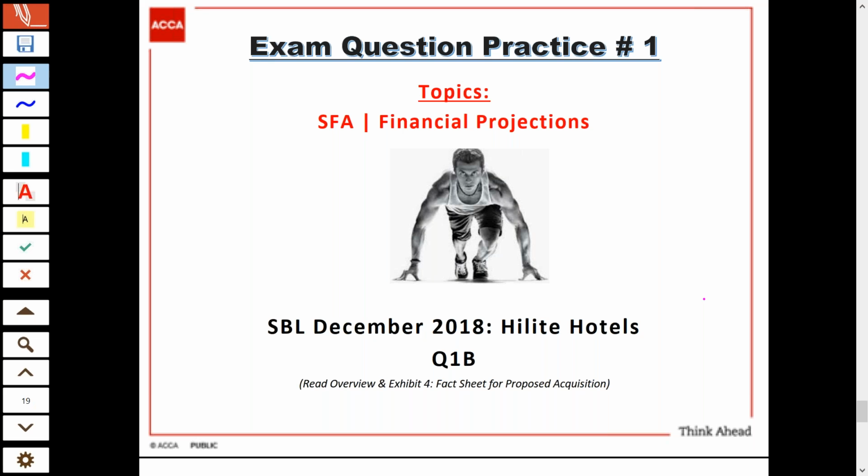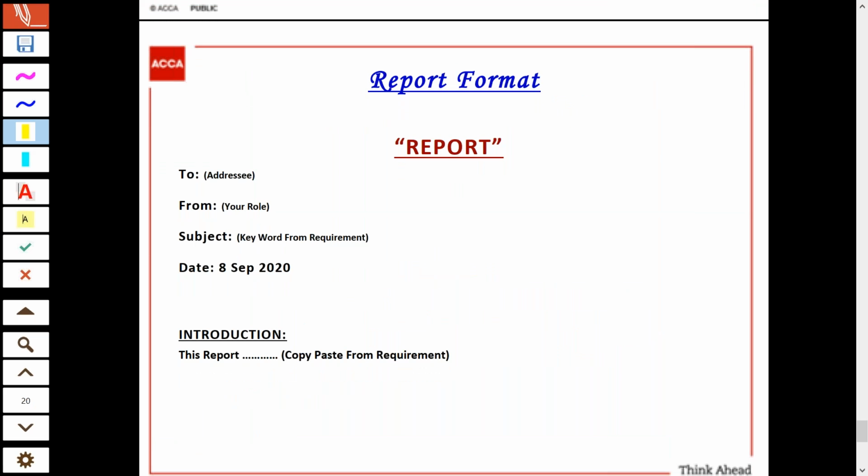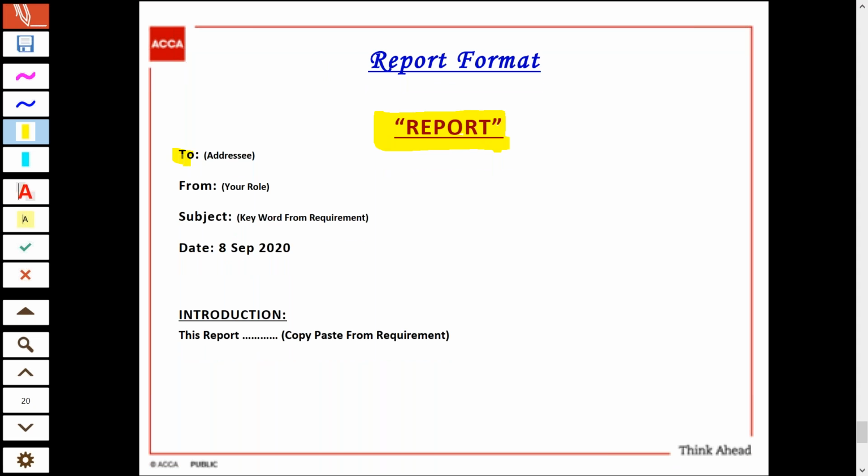So now, our first practice question for this webinar is SBL December 2018 question number 1B. If you look at this question, it is asking us to draft a report. So I just want to show you the report format. First of all, you will give a big heading in center. We will write report in center, big, bold, underline, so that the examiner can see from 10 miles away that it is a report. Then you talk about 'To', and under it you will write the name or the designation of the addressee. It will be given to you in the question.